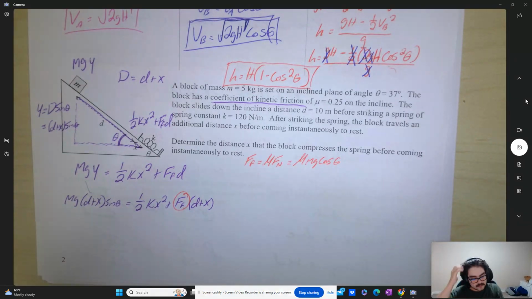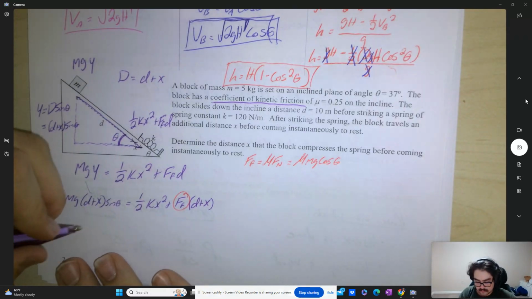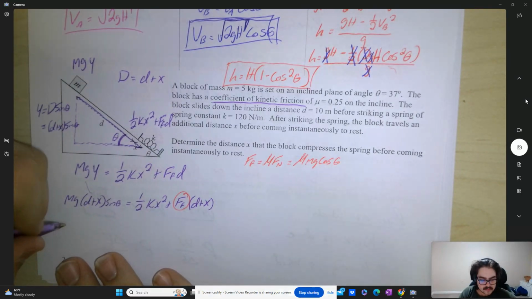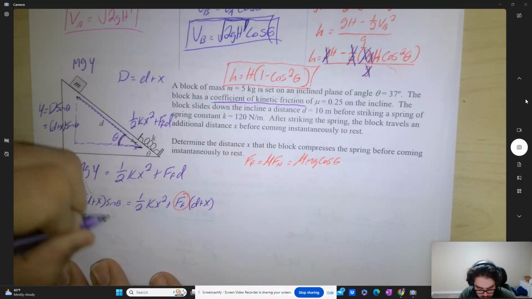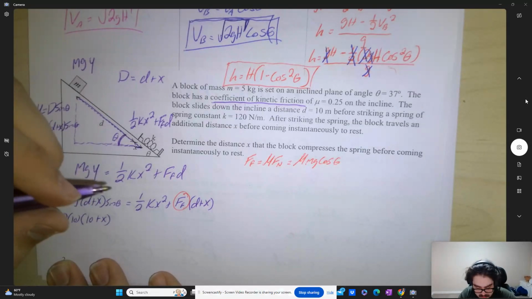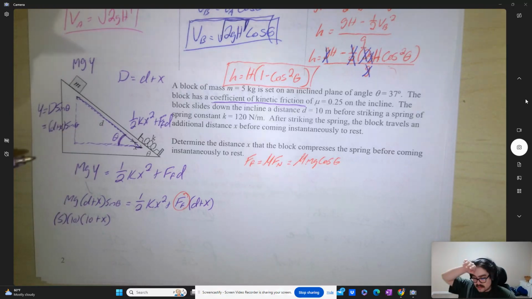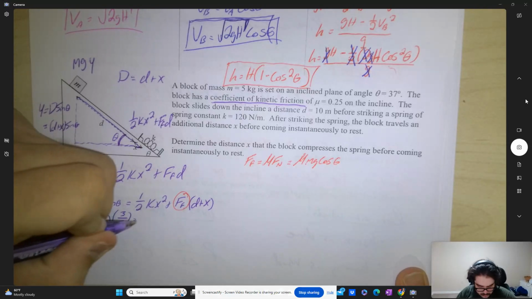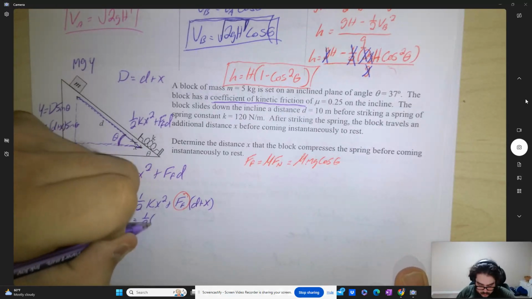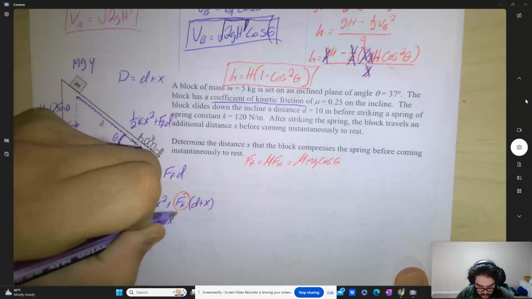So when I make all my substitutions in there, this is going to be a really long equation, something that's really confusing. I should get mg (d plus x). So mg, the mass is 5, g is 10 for simplicity. D is 10, but I don't know what x is. Sine theta, am I given the angle 37 degrees? Sine theta, by the way, is about 3/5. Set it equal to 1/2. The spring constant is 120. We don't know how far it's compressed.